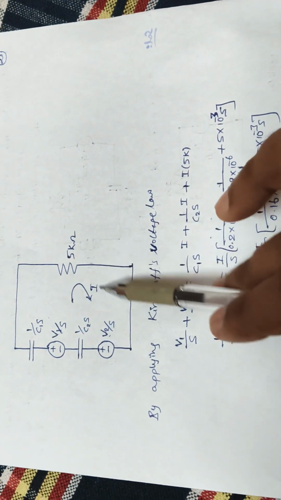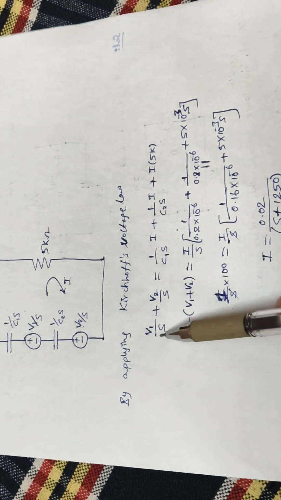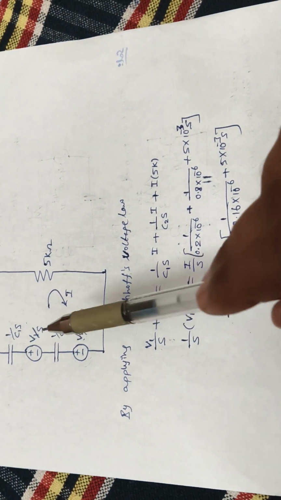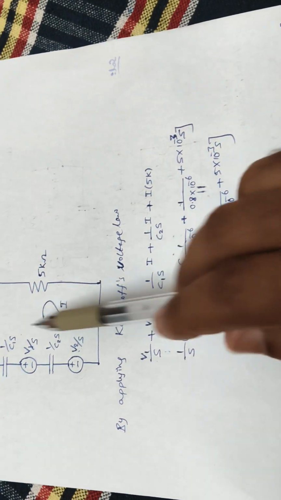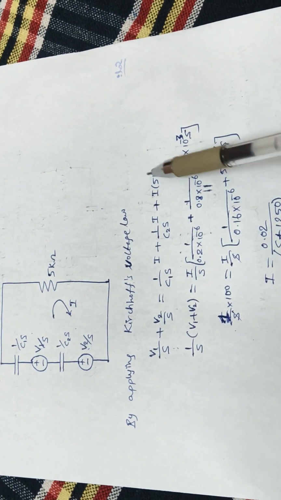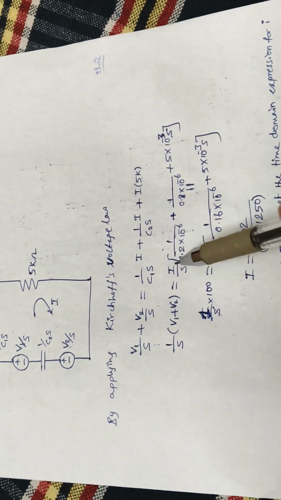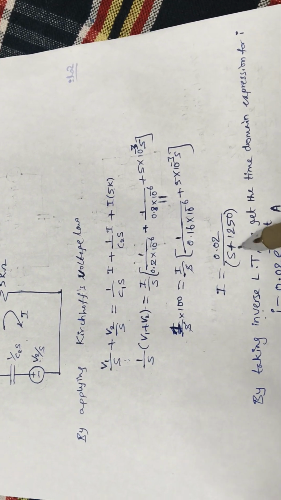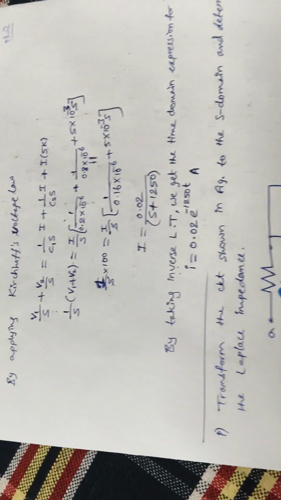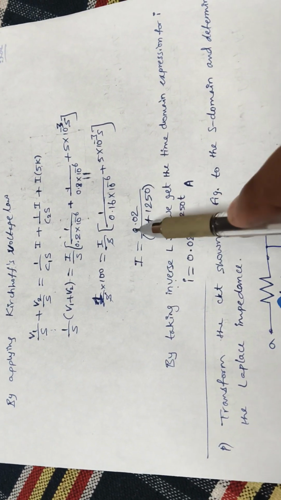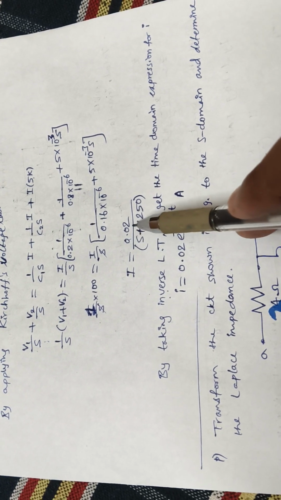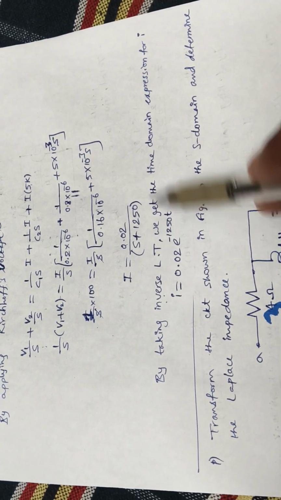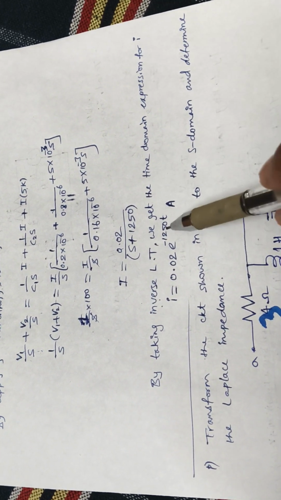When you apply KVL to this loop, V1 by s plus V2 by s is equal to 1 by C1s plus 1 by C2s plus 5 of I. If you simplify this, you'll get the current I is equal to 0.02 by s plus 1250. So we got the current response. What they've asked is the current response only, and the current response in S domain you got it. If you apply the inverse Laplace transform, we'll get the time domain expression for the current I.